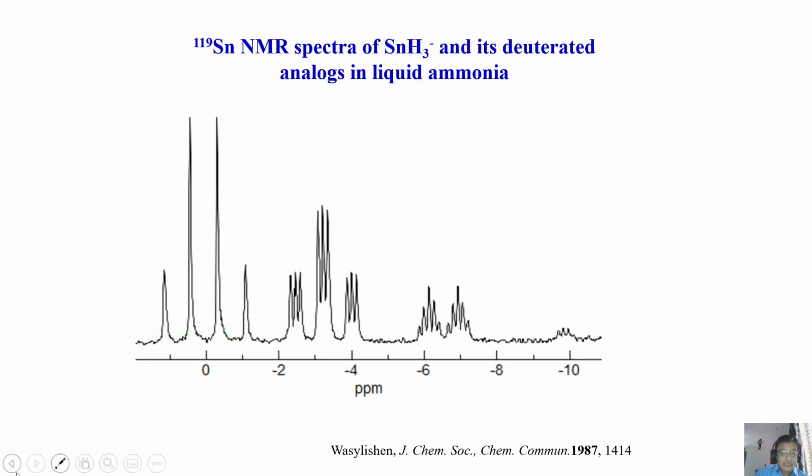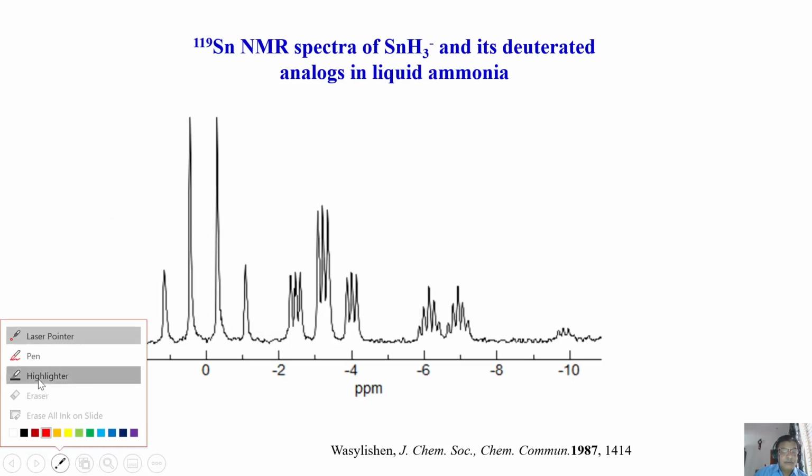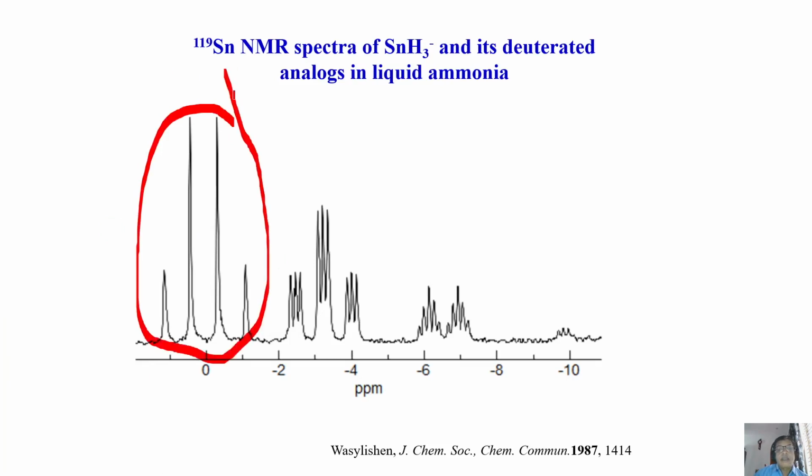This corresponds exactly to SnH3 minus. Now we'll take the next one, SnH2D. What happens now? H2 means like CH2, so it will split the tin into a triplet. Because there is one deuterium, what will happen? Each line of the triplet is split into three lines of equal intensity by deuterium. This is what we understood when we were looking at CD3CN, CD2CN, all the spectra we discussed.